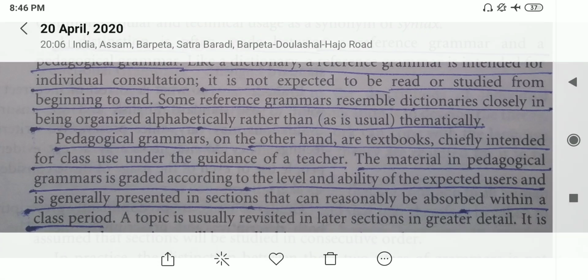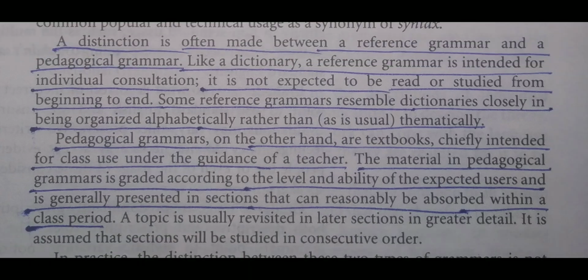Now let us talk about two types of grammar. That is, one is reference grammar and the other is pedagogical grammar. Like a dictionary, a reference grammar is intended for individual consultation. It is not expected to be read or studied from beginning to end.